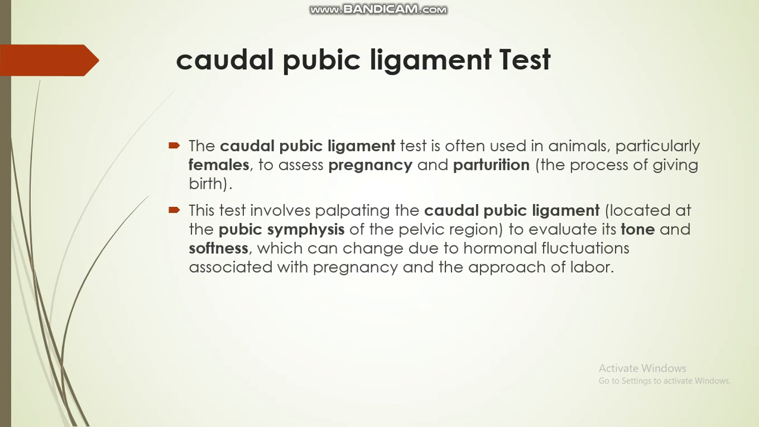The caudal pelvic ligament test is often used in animals, particularly females, to assess pregnancy and parturition, the process of giving birth. The test involves palpating the caudal pelvic ligament located at the pubic symphysis of the pelvic region to evaluate its tone and softness, which can change due to hormonal increases associated with pregnancy and the approach of labor.